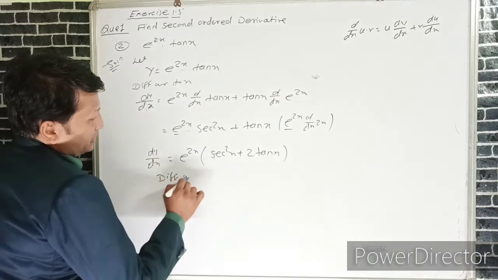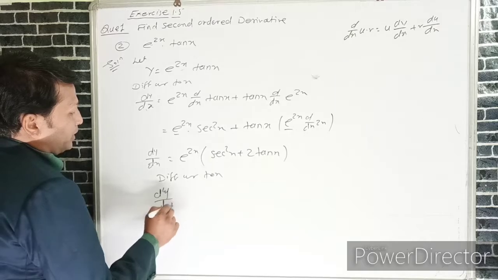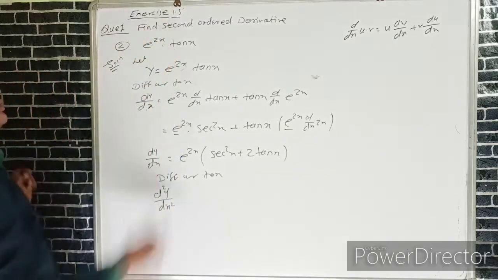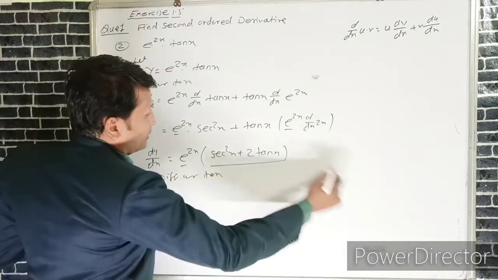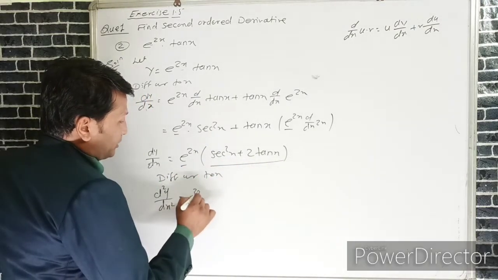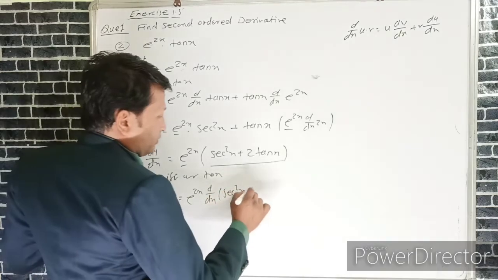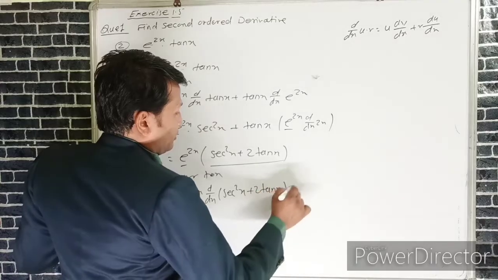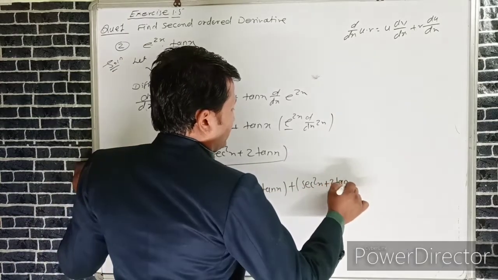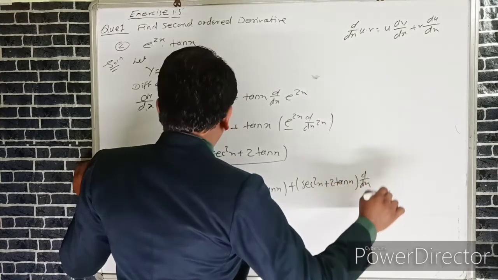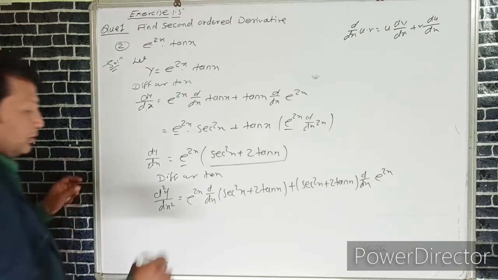So if we differentiate again with respect to x the derivative of dy by dx, which is d2y upon dx square, we know that it is a second order or higher order derivative. Here, if we apply the u into v rule, we can write e to the power 2x into the derivative of sec square x plus 2 tan x, plus sec square x plus 2 tan x into the derivative of e to the power 2x. Now e to the power 2x stays as it is.